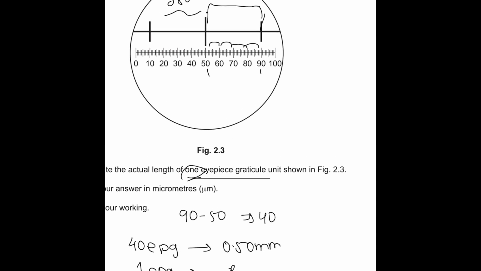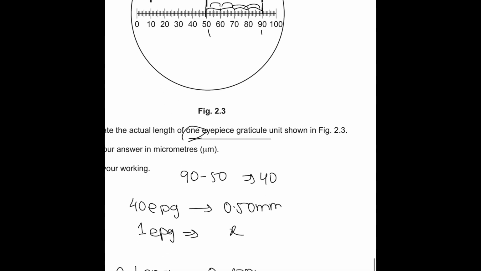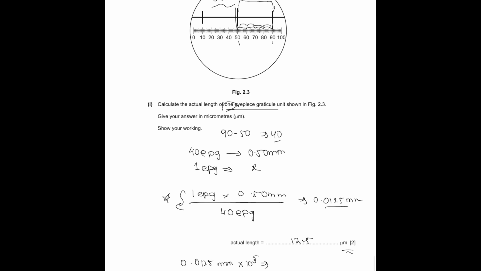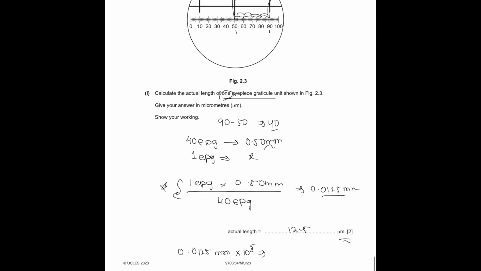Okay, so I can see that from 90 to 50 is gonna be 40 units. We have here 10, 20, 30, 40. Okay, so from 90 to 50 is 40, and 40 is 0.50 millimeters. So we need to find one eyepiece graticule unit. We're gonna calculate this and get 0.0125 millimeter, and then we need to convert it to micrometer. So we need to multiply this answer by 10 to the power of 3, and then we're gonna get 12.5.